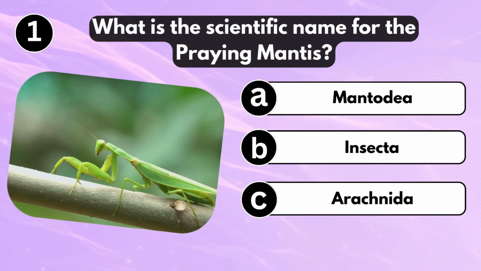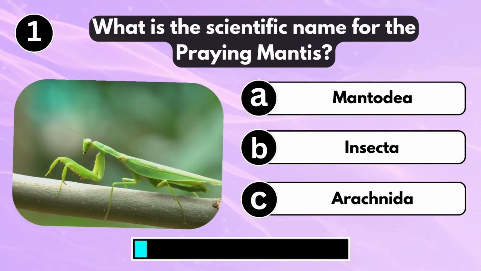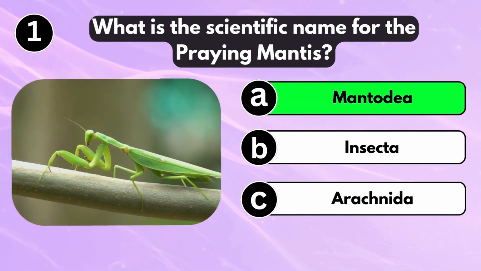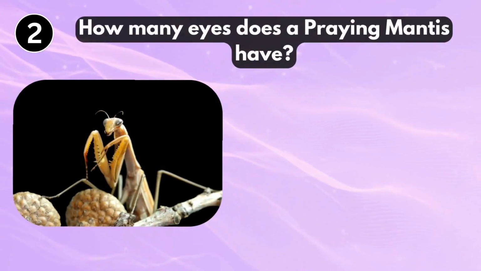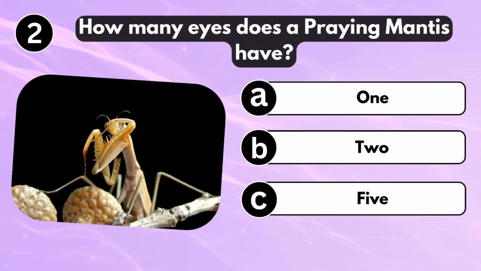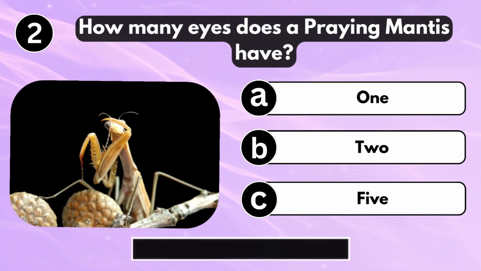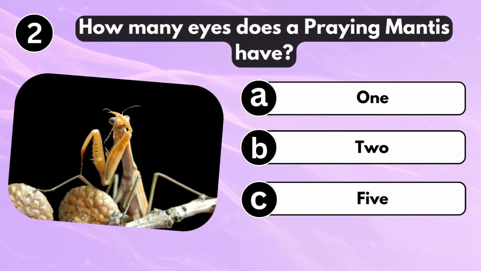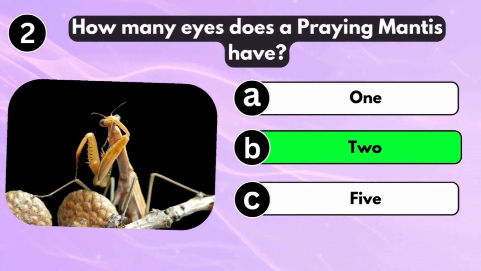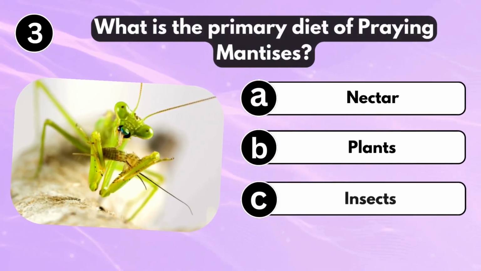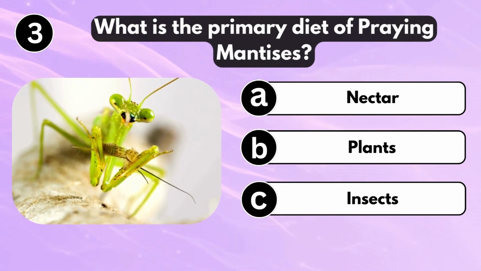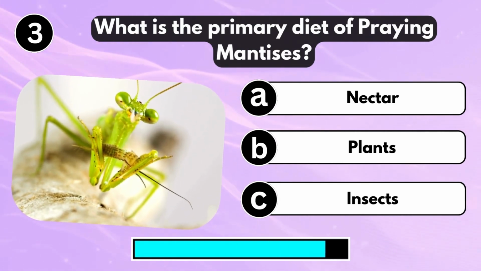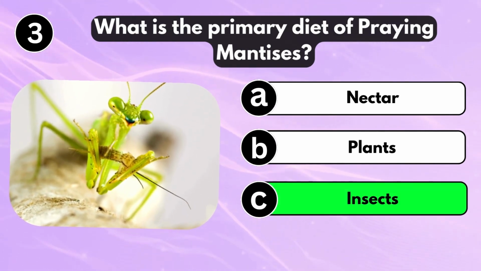What is the scientific name for the praying mantis? Mantodia. How many eyes does a praying mantis have? Two eyes. What is the primary diet of the praying mantis? Insects.